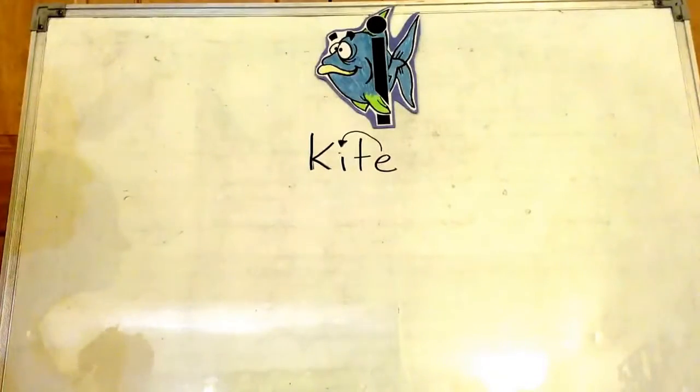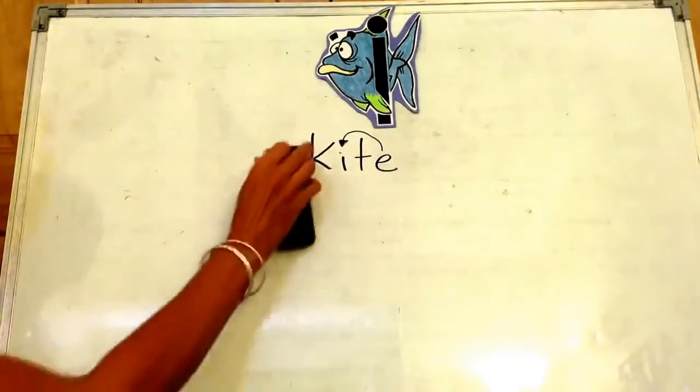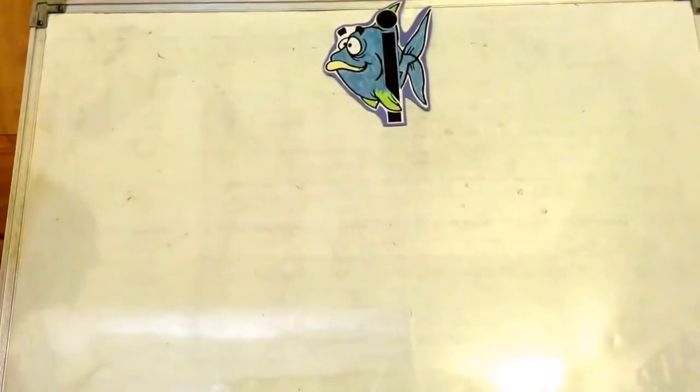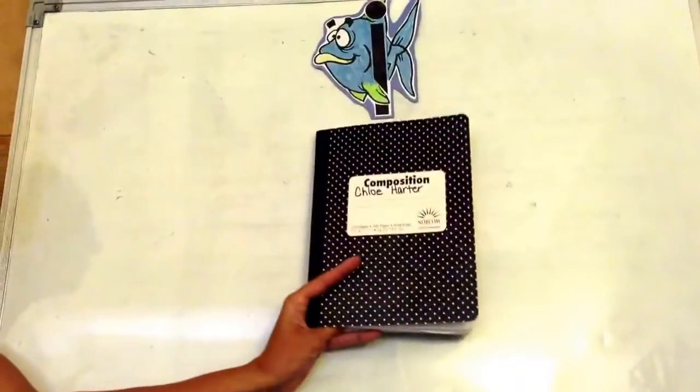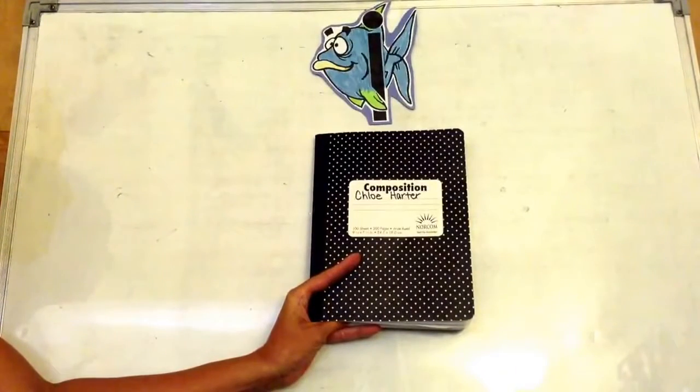Now, there are also two other ways that we can make the I sound like an Isaac Icefish. So for this lesson, if you have not gotten it out already, you will need your word study notebook and a pencil. If you do not have those two things, I need for you to pause the video and go and get them, please.